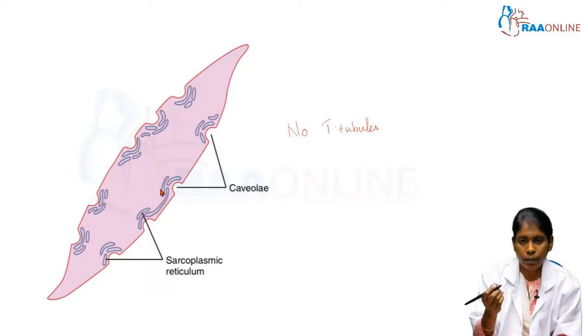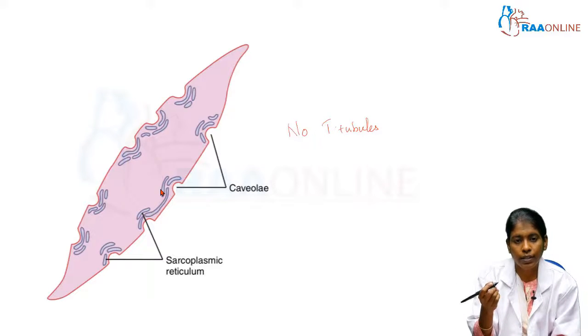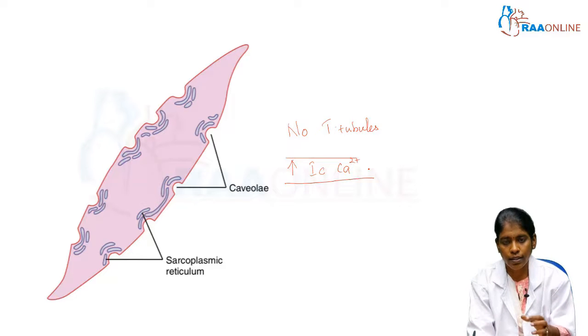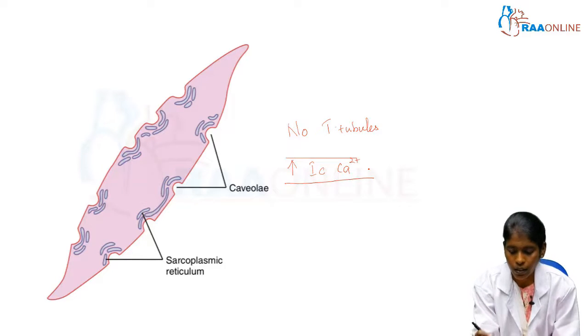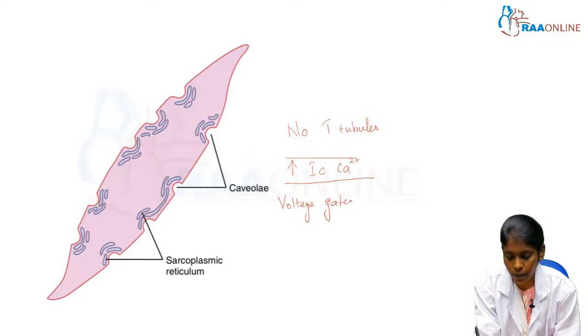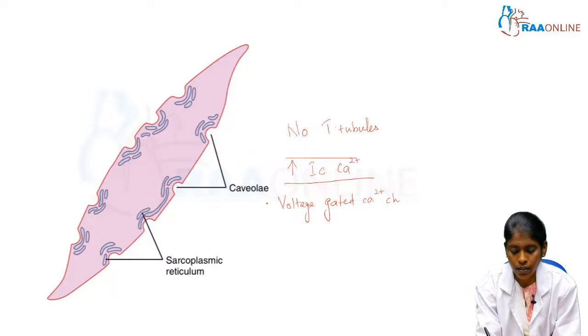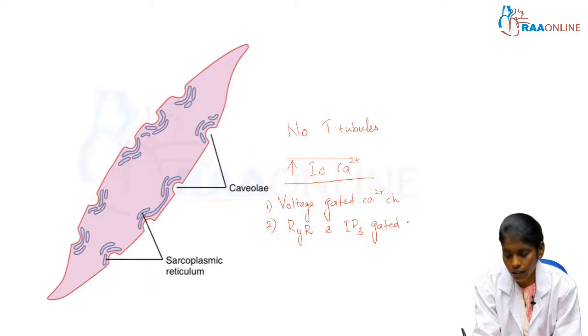So, first we are going to see the channels that will cause an increase in the intracellular calcium. What are the channels that cause an increase in the intracellular calcium? First is the voltage gated calcium channel that is present in the caveolae, which is analogous to the dihydropyridine receptor present in the skeletal muscle. And next is the ryanodine receptor and the IP3 gated calcium channel. These are present in the sarcoplasmic reticulum.